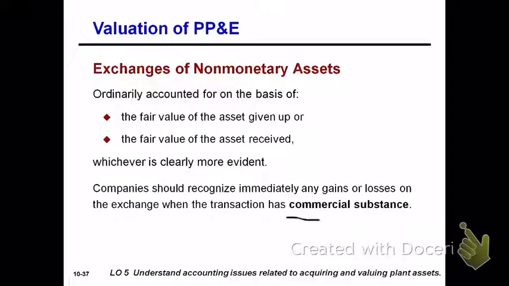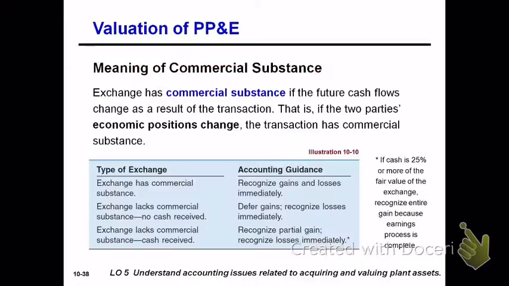And what we need to do is determine if there's commercial substance. Commercial substance means that future cash flows change as a result of the transaction. So it makes a difference to the cash flow of the company. So if an exchange has commercial substance, you recognize the gains and losses immediately. If there's no commercial substance and there's no cash received, you recognize your losses and you defer your gains.